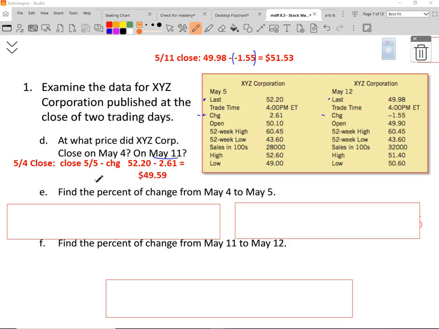All right. Percent of change. I don't know if you remember this. This is probably something you learned in 7th grade, maybe 8th grade, but probably 7th. So the percent of change from May 4th to May 5th.